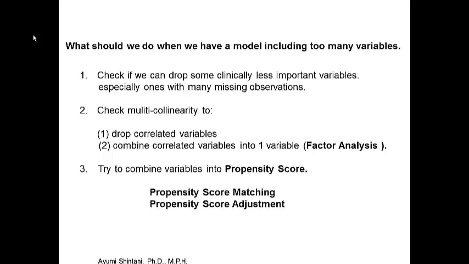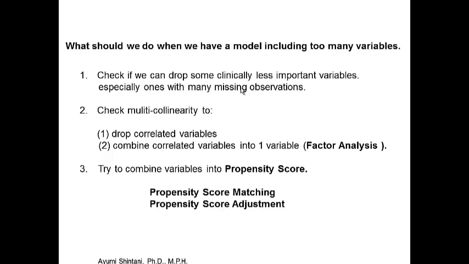So what should we do when we have a model including too many variables, or when we want to include more variables than is allowed? First, check if we can drop some clinically less important variables, especially ones with many missing observations. And I didn't talk about missing observations. When you fit the multivariable regression, you need to be careful. The data included in multivariable regressions are complete data.